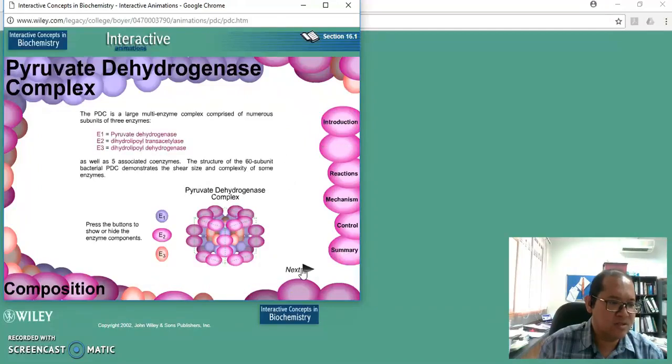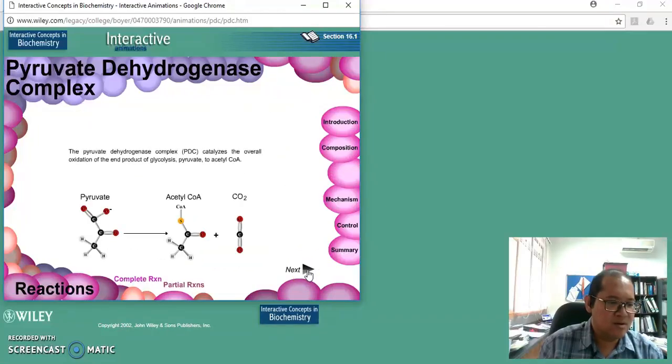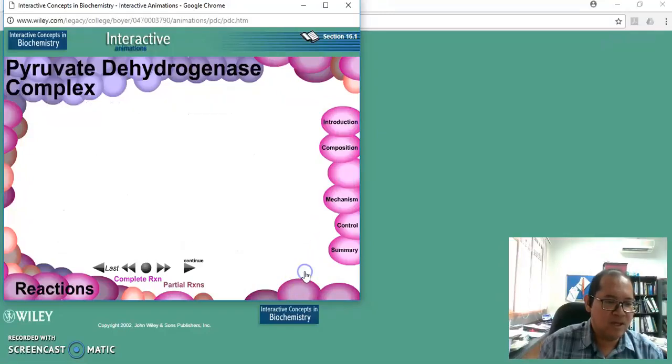Okay, so here's the composition we discussed the other day that is made up of 3 different components. It's a complex. So this is the reactions. The pyruvate will be converted to acetyl-CoA. So this step here involves the 3 series of enzymes inside the pyruvate dehydrogenase complex. Okay, these are basically the other 5 coenzymes we discussed earlier in the lecture. Let's skip this and look at the mechanism.